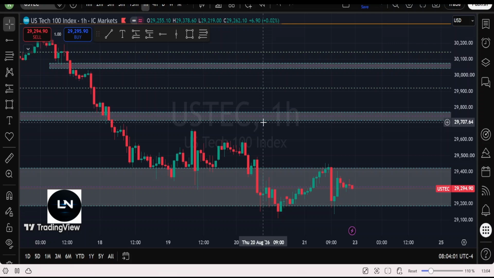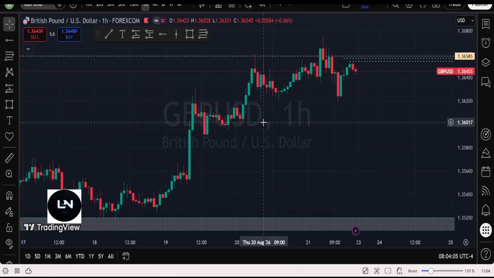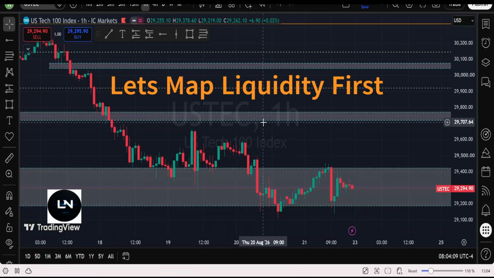This week we are watching three markets: the Nasdaq, British Pound, and Euro USD. We are watching three markets that are telling a very interesting story. But I don't want to start with the direction for this week. I just want us to start with the liquidity.